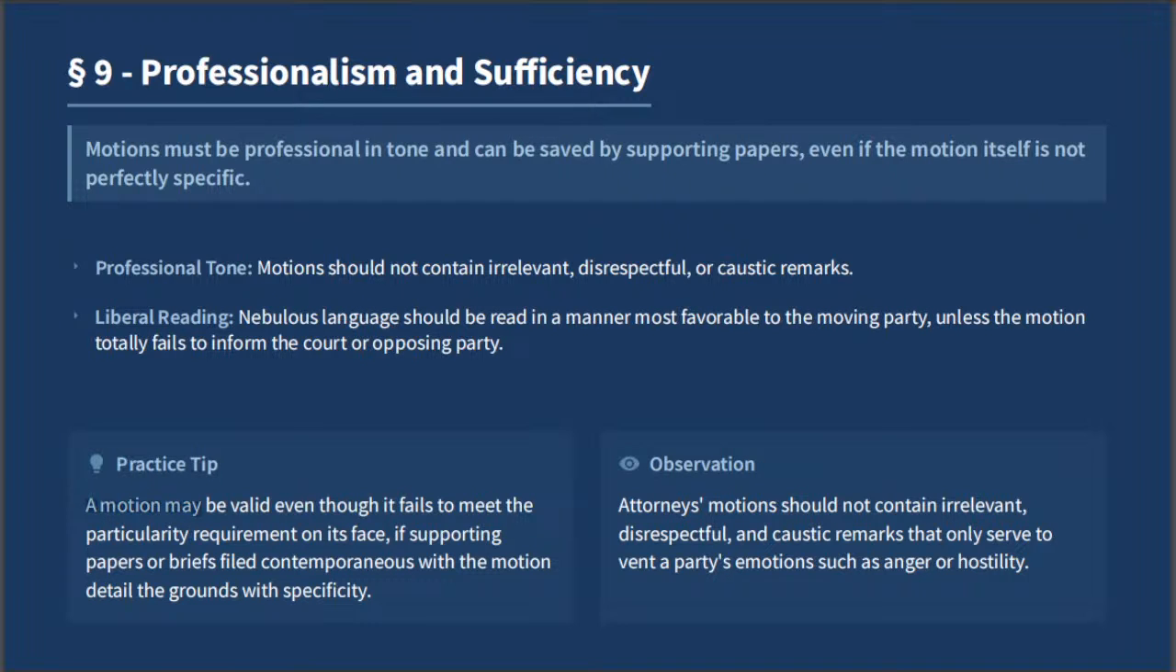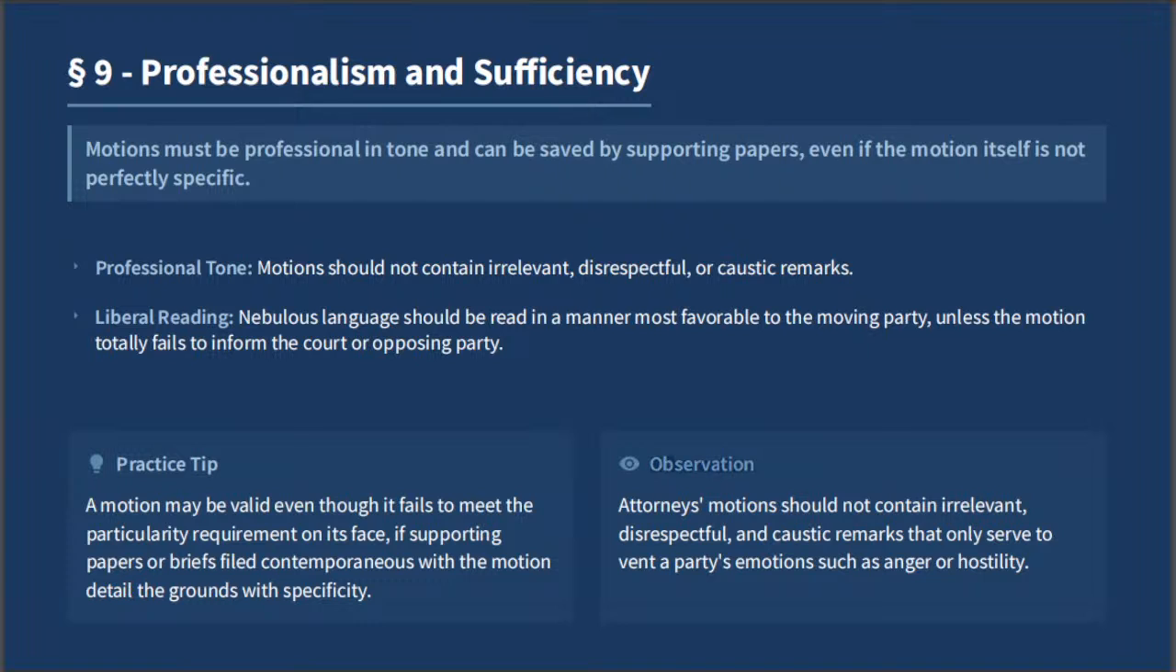Practice tip. A motion may be valid, even though it fails to meet the particularity requirement on its face, if supporting papers or briefs filed contemporaneous with the motion detail the grounds with specificity. So supporting papers like affidavits and other things like that, or briefs filed contemporaneously with the motion. Those are ways that a weak motion would not fail. It would still be valid.